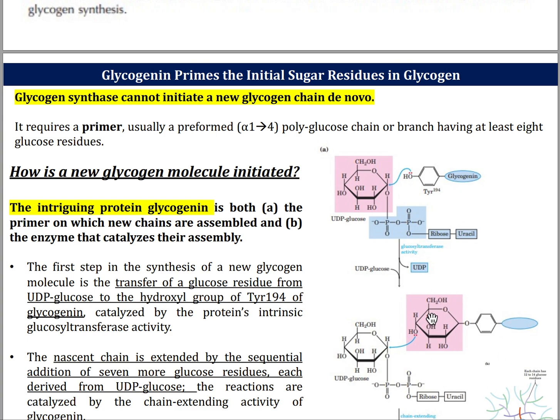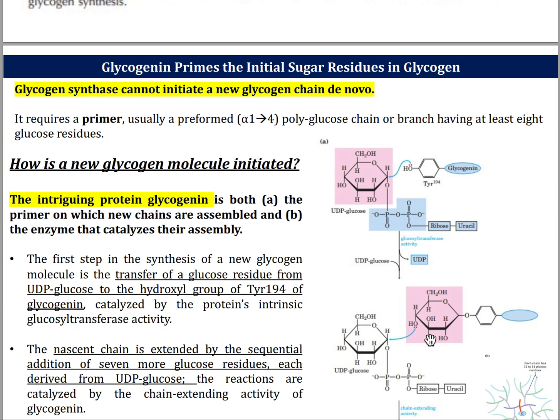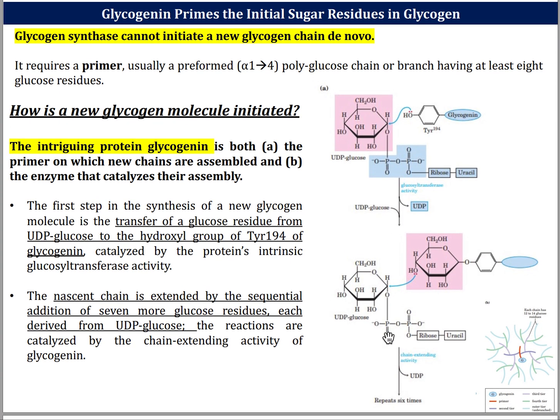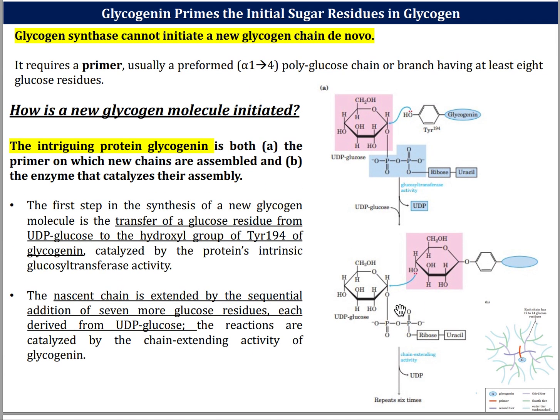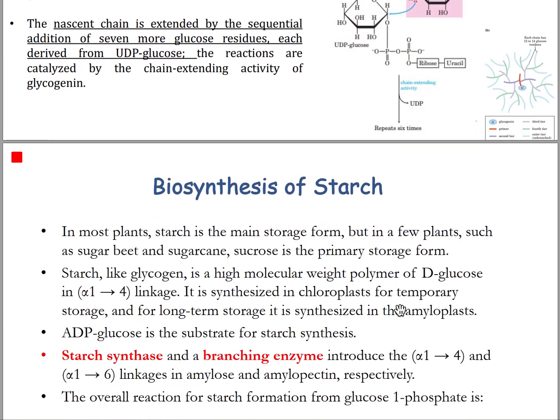Okay, now we can see glycogenin has been attached with one glucose, and this nascent chain will be extended by sequential addition of 7 more glucose residues from UDP glucose, and the reactions are catalyzed by the chain extending activity of glycogenin. Okay, so this will repeat 6 times until 7 glucose molecules are attached.